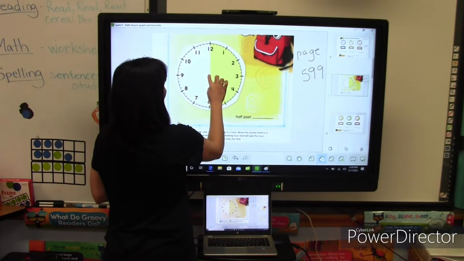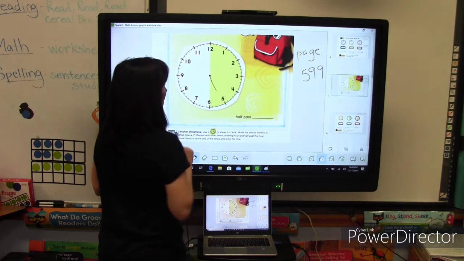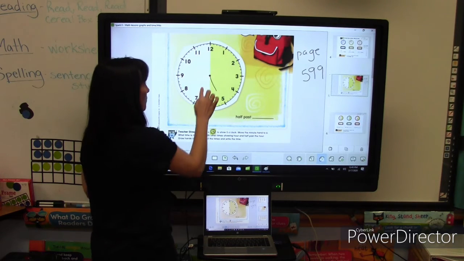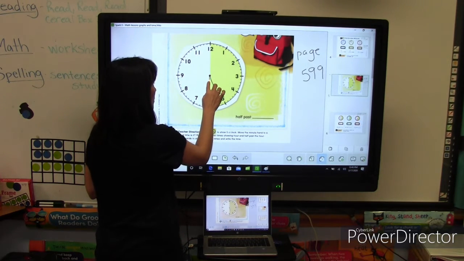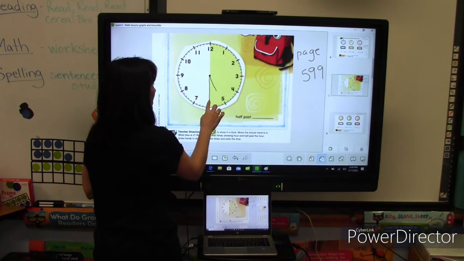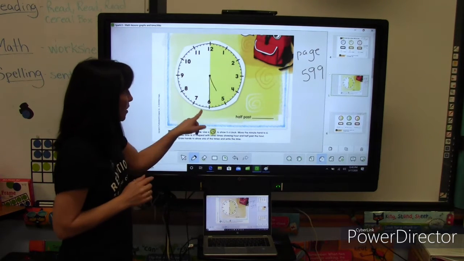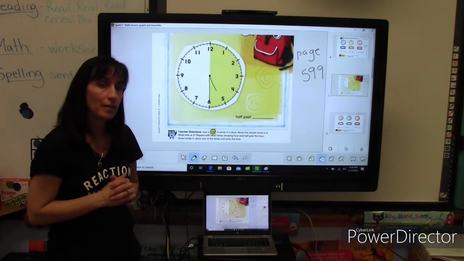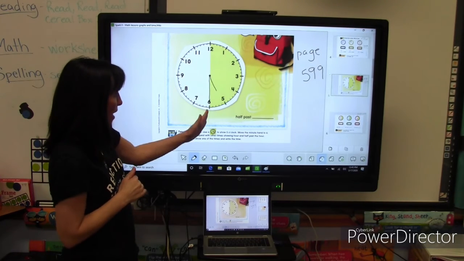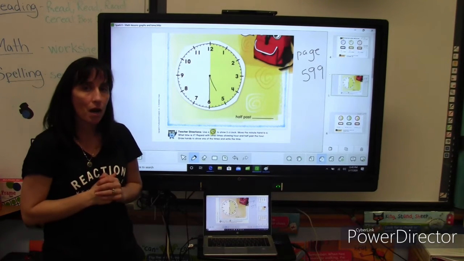So I'm going to point my hour hand to 5 because I know Mr. Patrica will be home at 5, and I said 5:30, so I'm going to point my minute hand straight down to the 6 because I know that that is 5:30. That's the half hour.